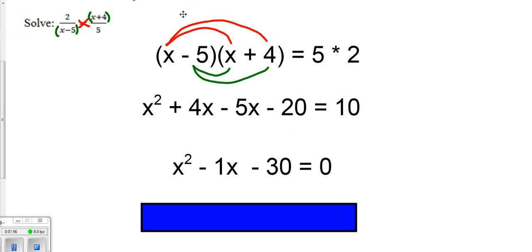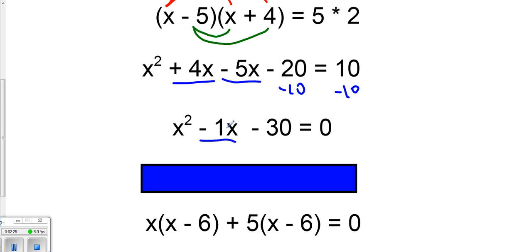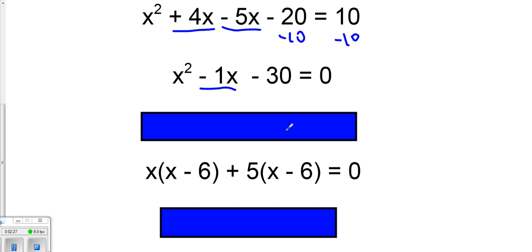So now what we want to do is combine any like terms. We have positive 4x and negative 5x. This one does not combine. This is an x squared. So x squared is different from x terms. So only these two will combine and make a negative 1x. And to get rid of the 10 on this side, we will simply subtract it, because we want this side to be set equal to 0. So now we've got x squared minus 1x minus 30 equals 0.